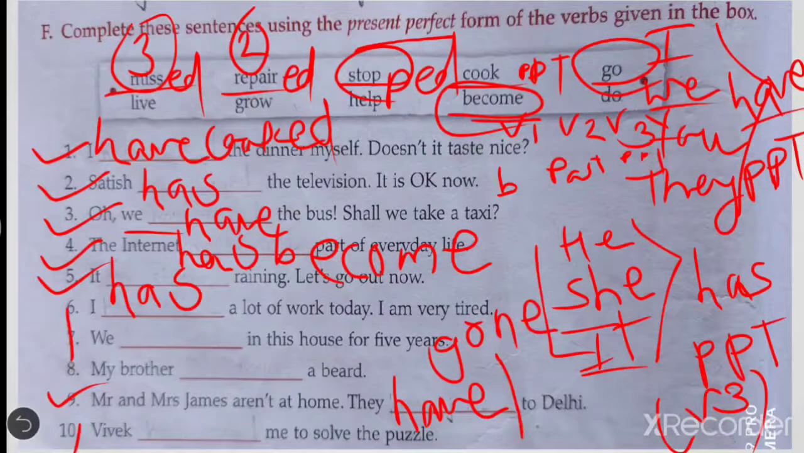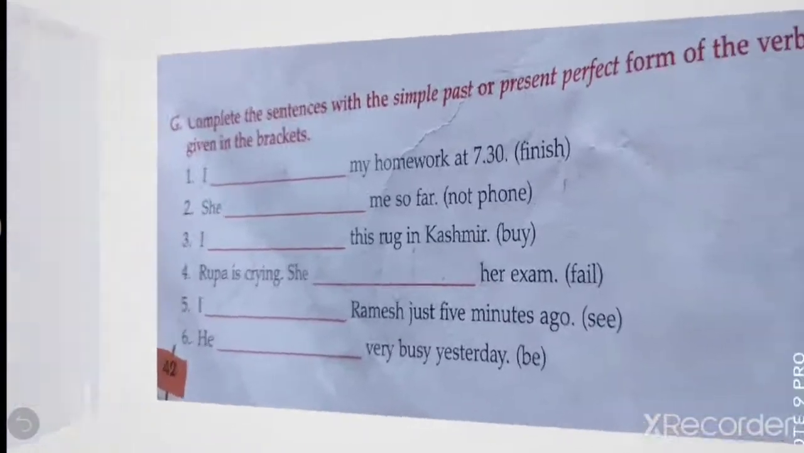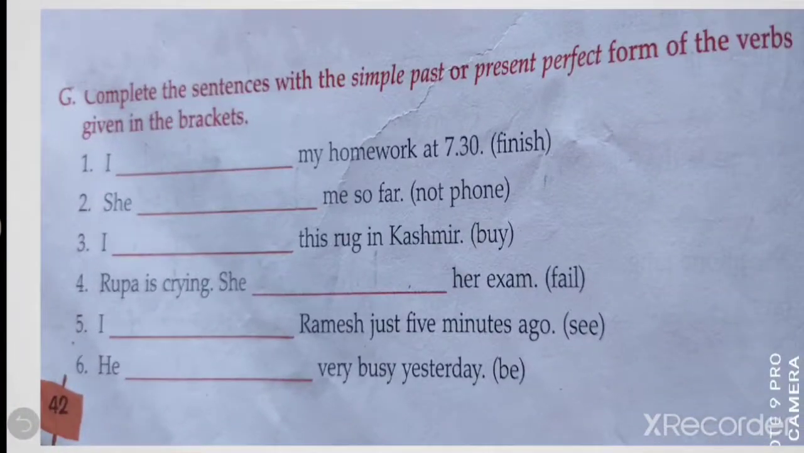Now we'll move to the last exercise related to simple past and present perfect tense. Complete the sentences with the simple past or present perfect form of the verbs given in the brackets. Now you have to identify according to the sentence whether it is a simple past form sentence or a present perfect form sentence.